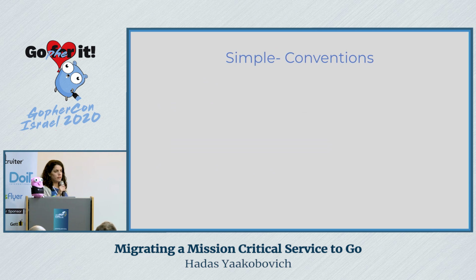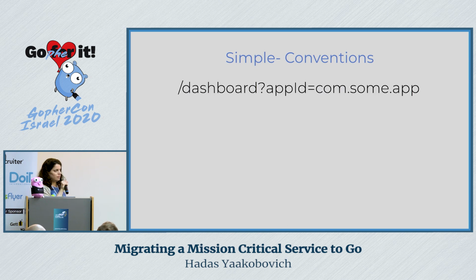Our second goal for the service is simplicity. One way we tackled it is by using convention rather than configuration. We chose a few conventional query params, which would be authorized by default. Now let's view an example. A specific microservice designed a URL with the app ID query param. The app ID query param is conventional, and the value would be authorized by default.